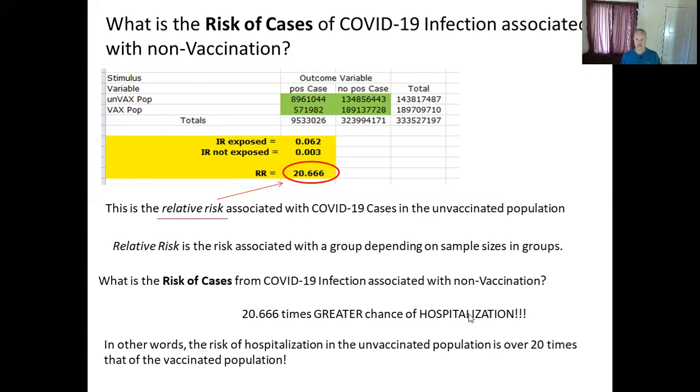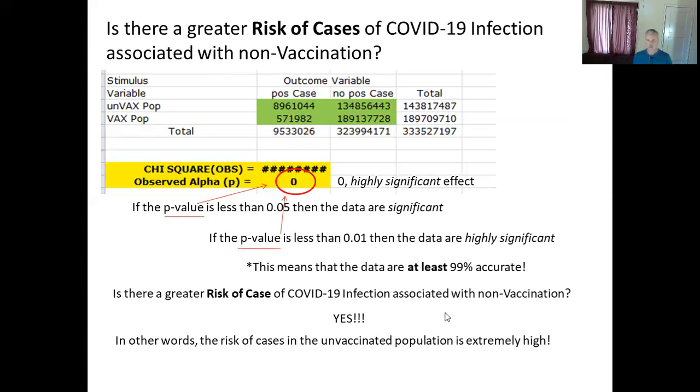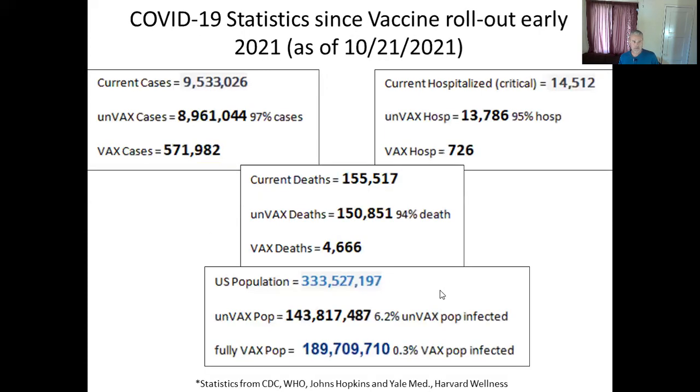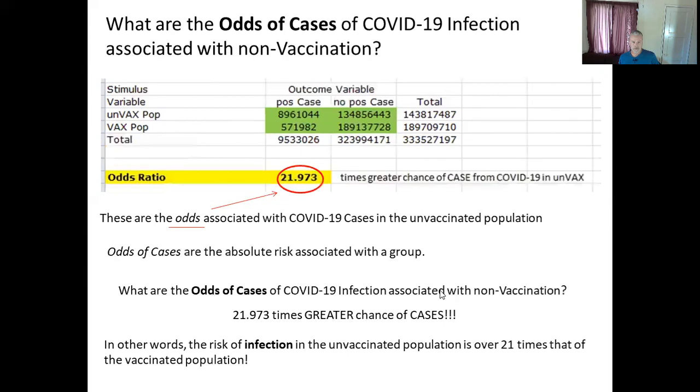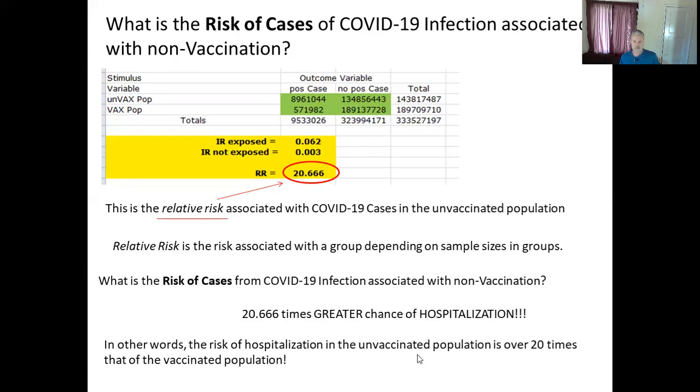20.666 times greater chance of hospitalization. Okay, sorry, of a case, in the unvaccinated population. Okay, 20.666 times greater. We have more people in the unvaccinated population having infection and having cases.